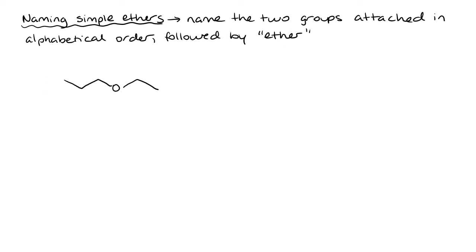Now we have a 3-carbon chain attached to the oxygen, which I'll indicate here. Now for 3-carbon chains, we call those propyl groups. We also have a 2-carbon chain attached to the oxygen. A 2-carbon chain is known as an ethyl group. So the name for this molecule will be ethyl propyl ether. Let's do one more.